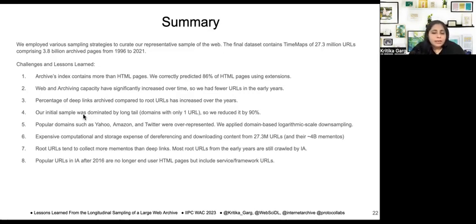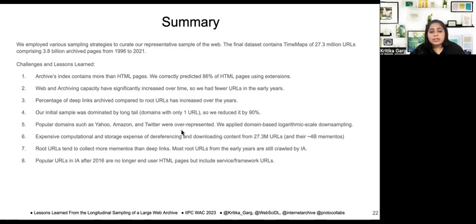The popular domains such as Yahoo, Amazon, Twitter were overrepresented in IA. So we applied domain-based logarithmic scale down sampling, which helped us ensure fairness in the domain representation. We also saw that the computation and storage expense of dereferencing and downloading content from 27.3 million URLs and their 4 billion mementos is expensive.